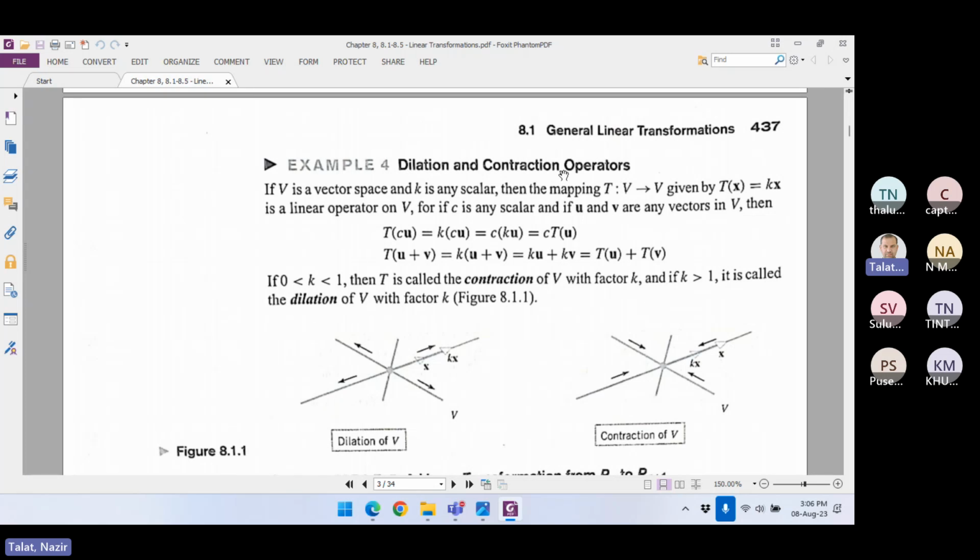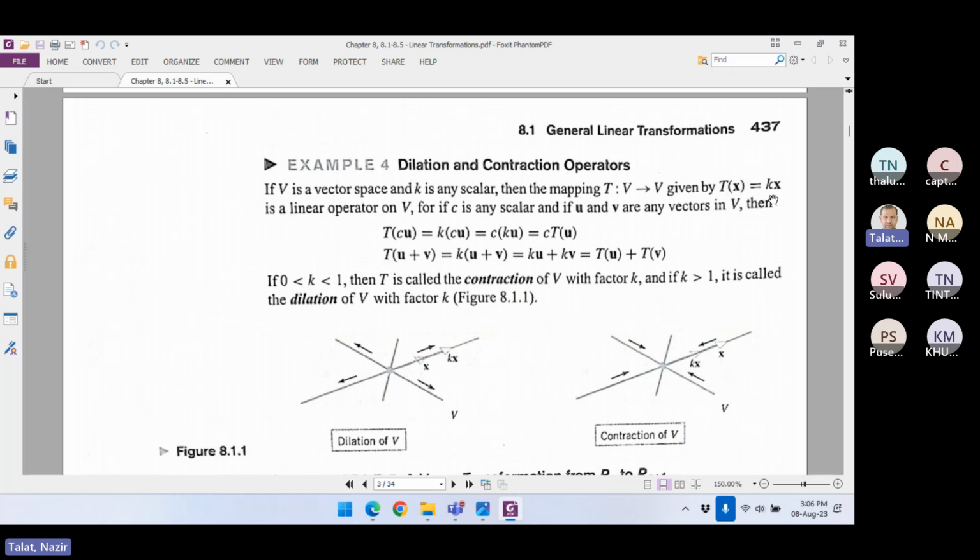There are another two important types of mappings, which are linear, like T of x is equal to kx. If k is between 0 and 1, we call it a contraction. And if k is strictly greater than 1, then we call it a dilation operator. These two are also linear. One can see that it simply satisfies this condition, as k can be taken as a common factor, and the proof is available over here in two steps.